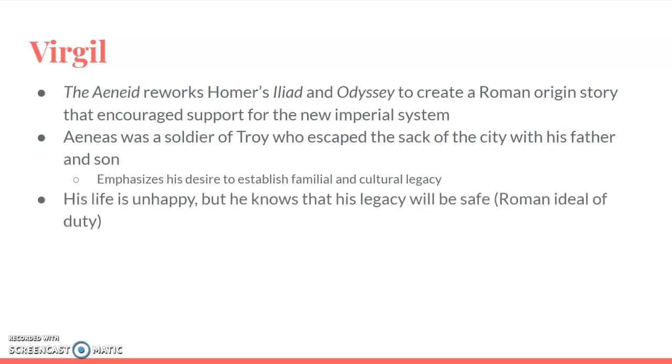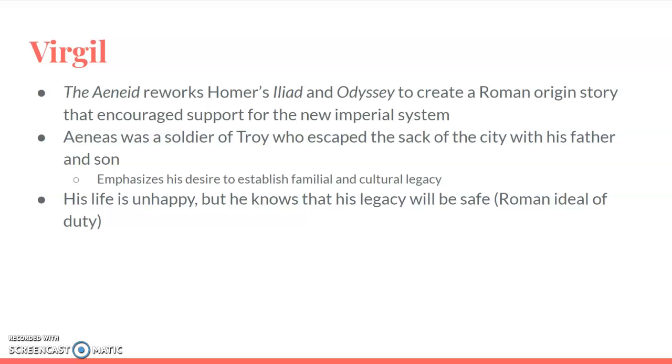So his life is unhappy. He encounters tragedy after tragedy, but he knows that through all of it, if he can just get his family to a safe location to start a new culture, his legacy will be safe. So again, this touches on this Roman ideal of duty over personal happiness. You are always trying to do your duty to your family, to your country, etc.